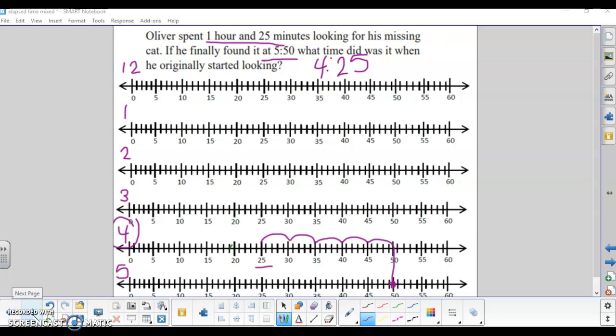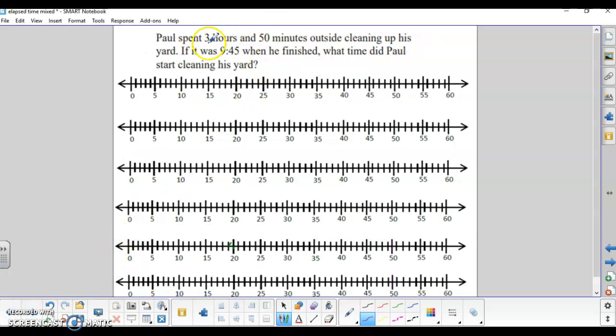All right, let's look at another one. Paul spent 3 hours and 50 minutes outside cleaning up his yard. If it was 9:45 when he finished, what time did Paul start cleaning? So this one again is asking us for a start time. So we need to put our end time at the bottom of our number line, 9:45, and then finish labeling our number lines, 8, 7, 6, 5, 4.